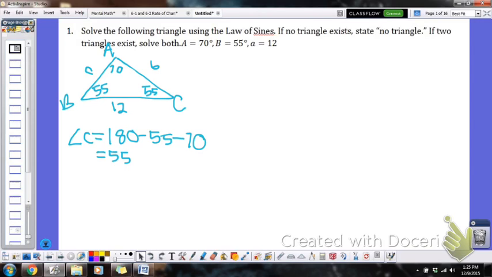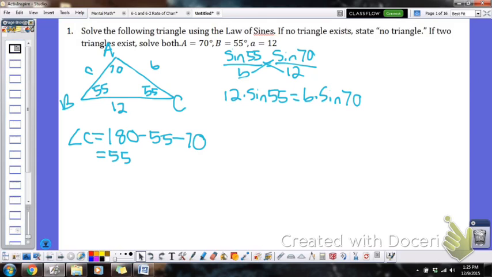Now to find little b, side B, I will have to use the law of sines. I will take the sine of big B, so sine of 55, over little b, and that will be equal to the sine of 70 over little a, which is 12. To solve this, I will cross multiply, so 12 times the sine of 55 will be equal to b times the sine of 70.